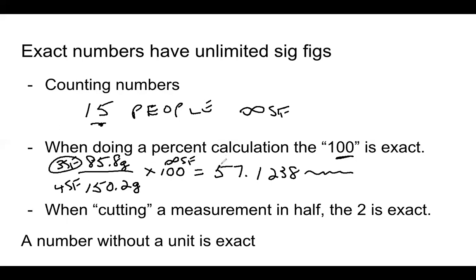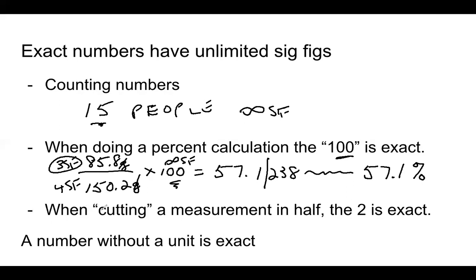So my answer needs 1, 2, 3. I cut it off there. So I get 57.1, and then the unit is percent. The grams over grams cancel, and then times 100 means you're doing percent.